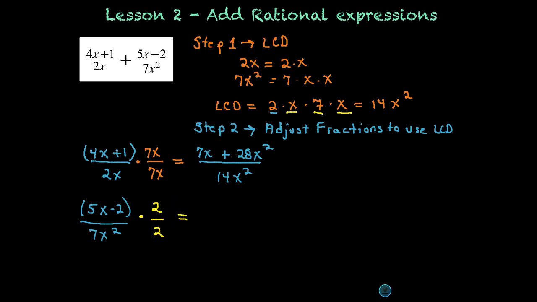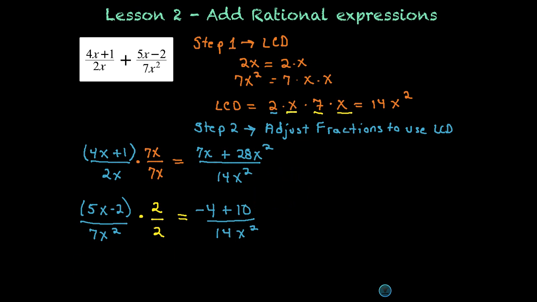When we do that, we need to make sure that we distribute the 2 into these parentheses. Be very careful to put your numerator in parentheses when you are multiplying something into your numerator. So we have 2 times negative 2, which is negative 4, and we have 2 times 5x, which is 10x. Our denominator is 7x squared times 2, which is 14x squared, which again makes sense because that's our lowest common denominator. Now if you'll notice, both denominators are the same, and we can add our numerators together.